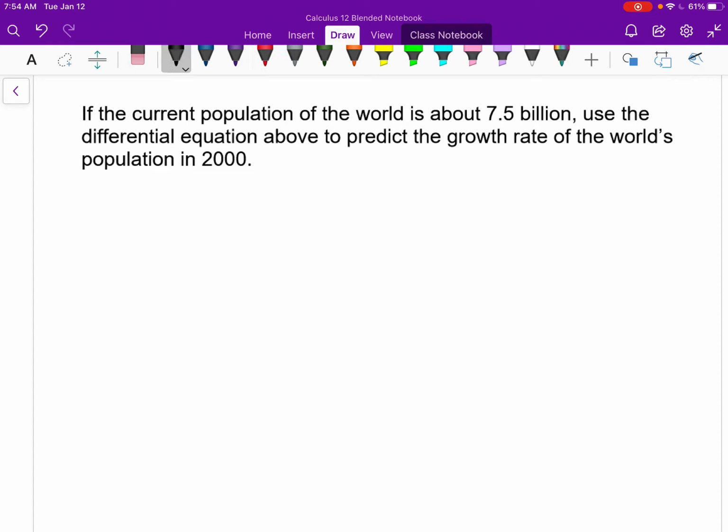So for this, I'm asking for a derivative. I'm asking for the rate. So I want to go back to this, dP dt. I'll go back to this form. And again, this P represents the population at some point in time.